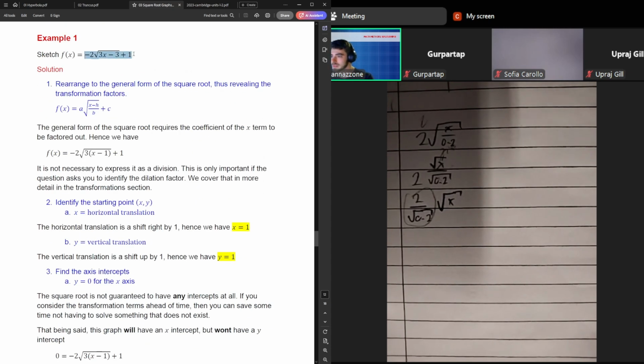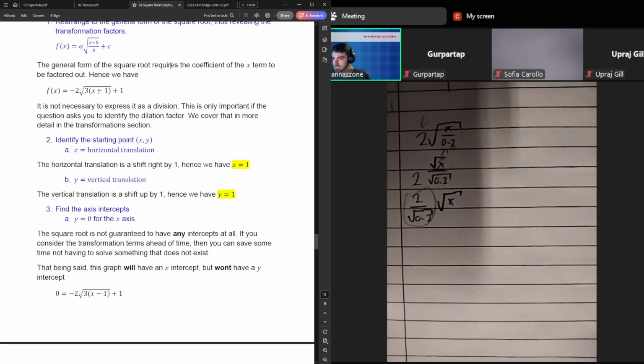So we have a potential square root here, fully transformed square root. First things first, do some factorization, trying to figure out what is our actual horizontal translation. Take that 3 out the front. From there, you can clearly identify this as a shift right by 1 and a shift up by 1. So our starting coordinate, the vertex of our root, is going to be 1, 1.